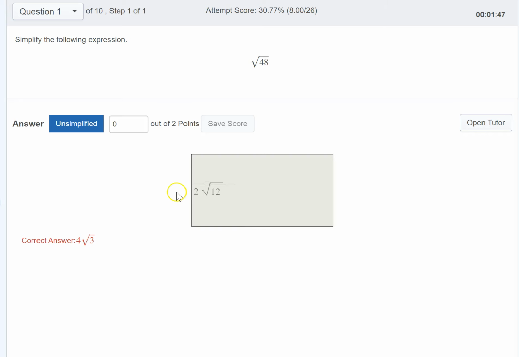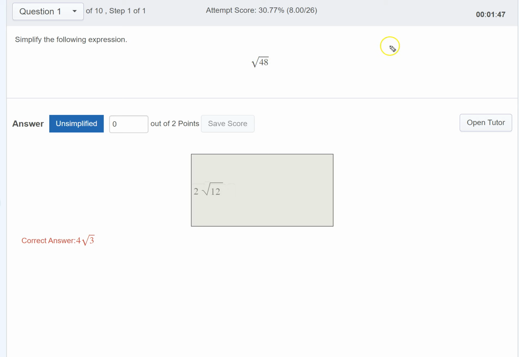Okay, we're going to take a look at another test and see if we can come up with some strategies now to get correct answers. So we're looking at square root of 48.